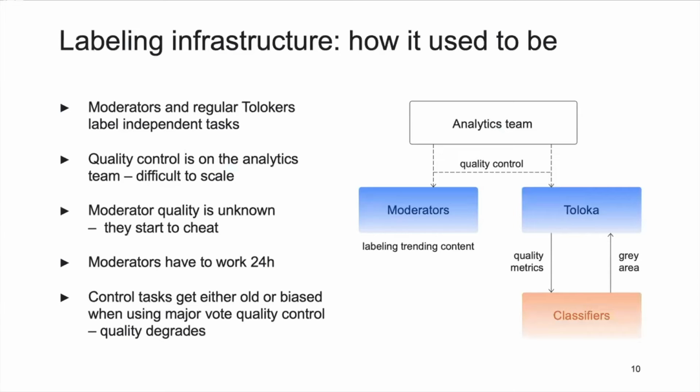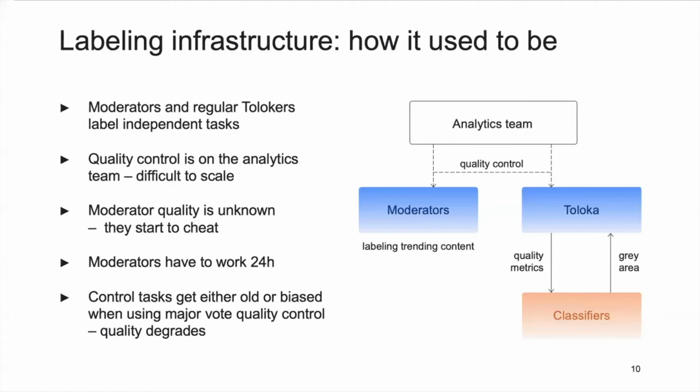Here's the structure that we used to have. We had our moderators and our Tolokers. They labeled different tasks, but in the same projects. Moderators' labels we used to label trending content because we wanted it to be labeled more precisely. And as for Toloka, we collected data sets for classifiers. We labeled the so-called gray area of classifiers, where classifiers are unsure about the label. And we also used Toloka to get quality metrics for classifiers.